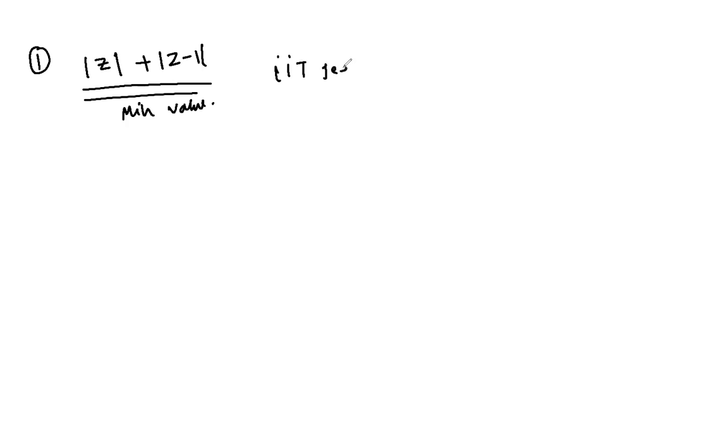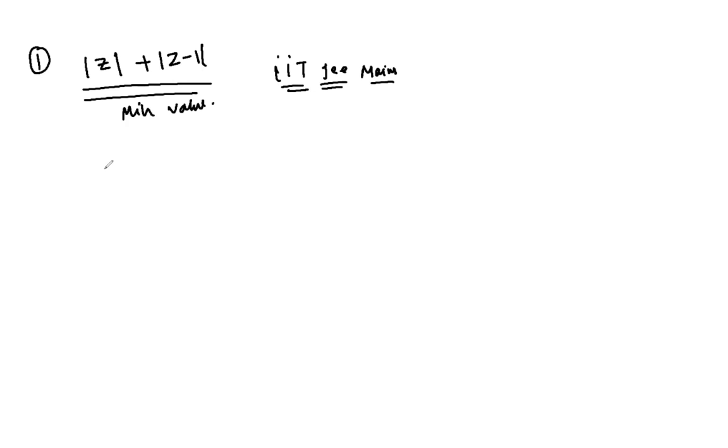We have the sum of two complex numbers. The first complex number is z, and the other complex number is z minus 1. The question is asking what is the minimum value of the sum of these two complex numbers. Okay, minimum value. This is a very simple question and it came in IIT JEE. I think it came in the Mains.